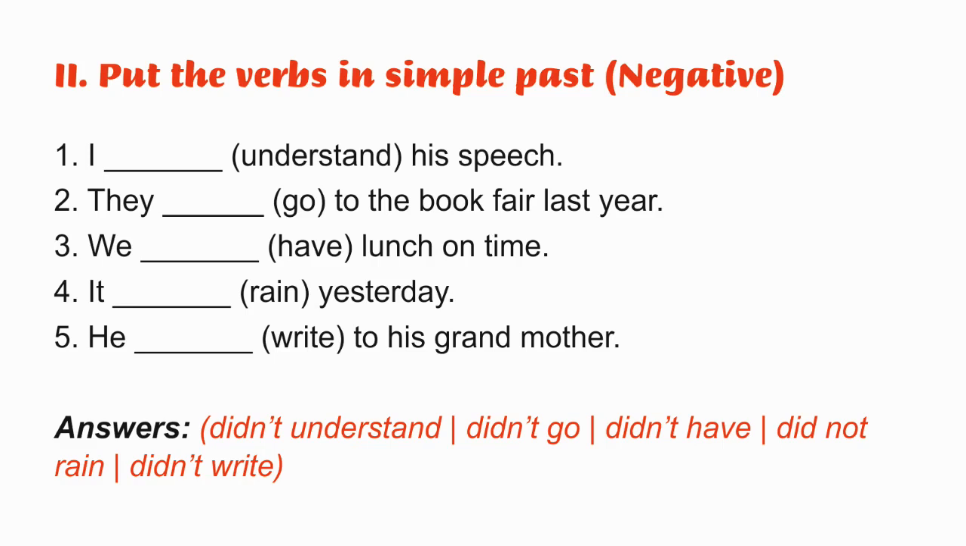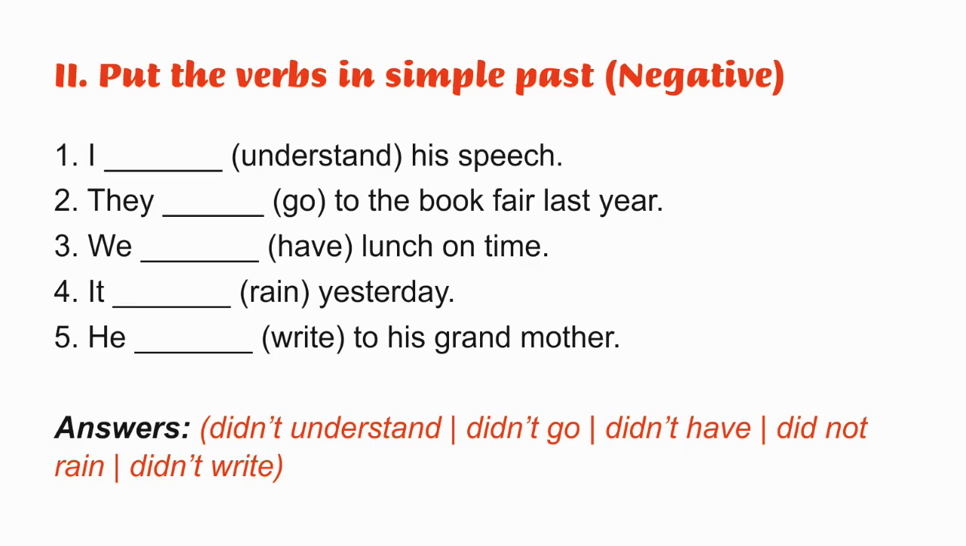Number 1. I blank his speech. In bracket, understand. So what's the answer? Subject I, the helping verb did, not, so we have didn't. The base verb understand. So I didn't understand his speech, or I did not understand his speech.